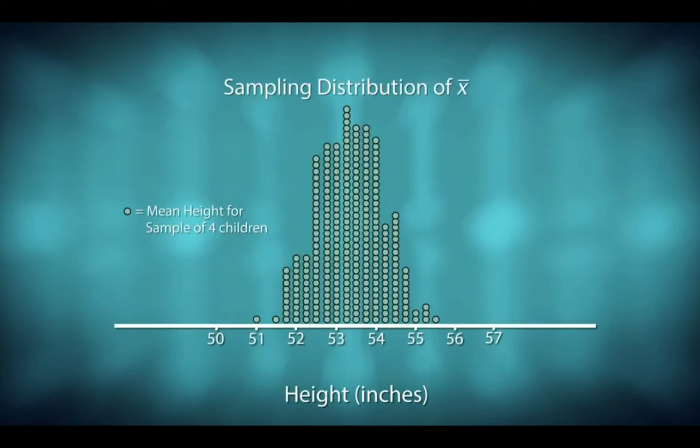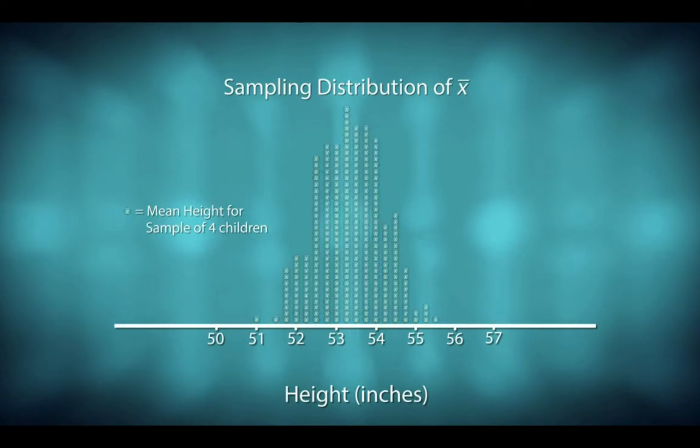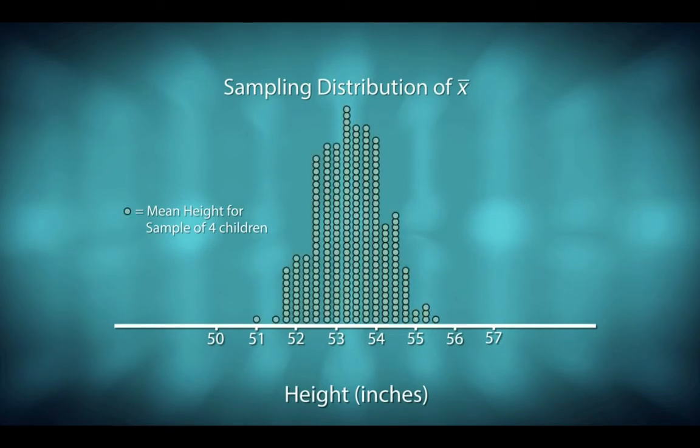And now we can plot out all the sample means we calculated. What we get is a distribution of our sample means, or to put it another way, a sampling distribution of X bar, a distribution of X bar values from all possible samples of size 4. And like any distribution, it can be described by its shape, center, and spread. The shape is our familiar normal curve.